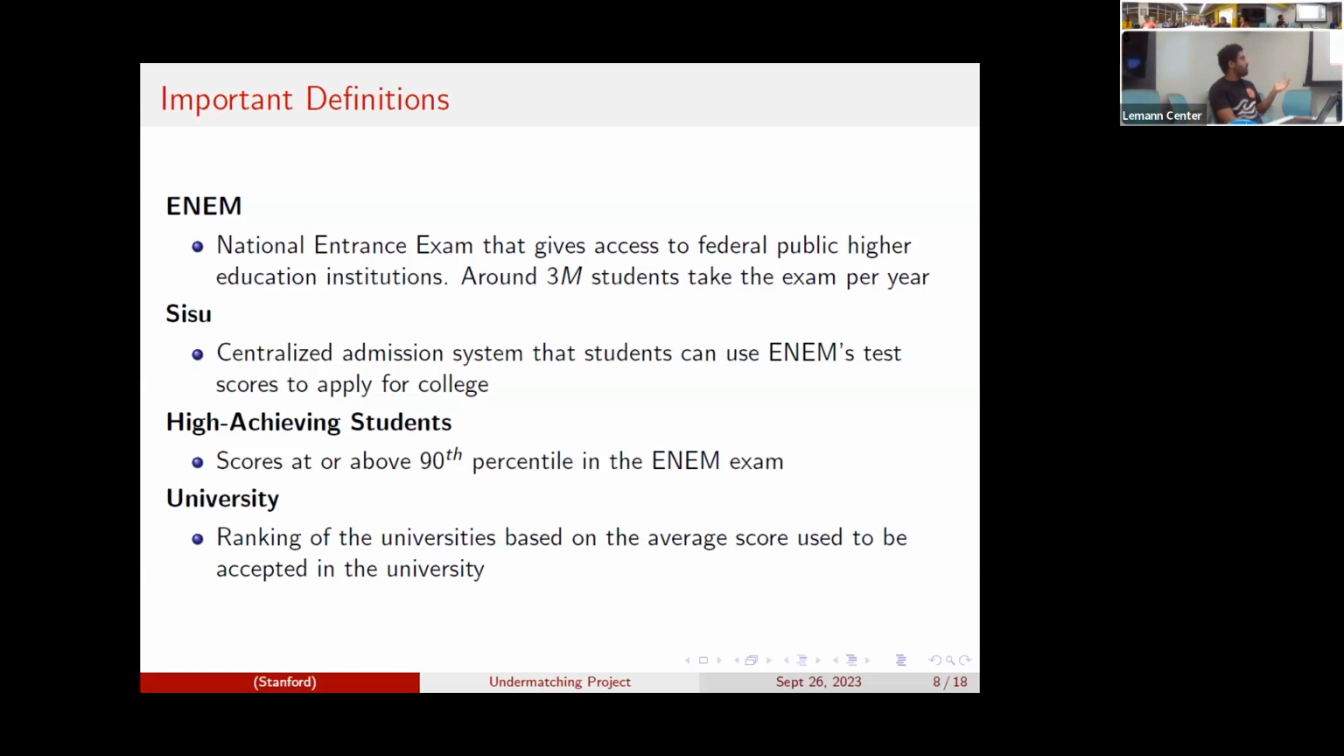And for the universities, initially we are basically ranking them based on the average score. For example, we have the Federal University of São Paulo that has a score of 900, and the University of Rio that has 700. So the University of São Paulo is going to be first, followed by the University of Rio.